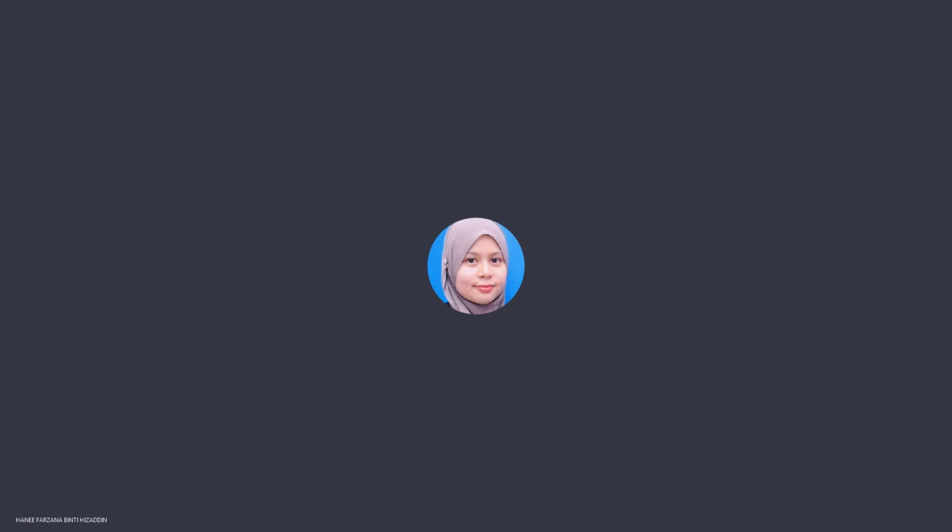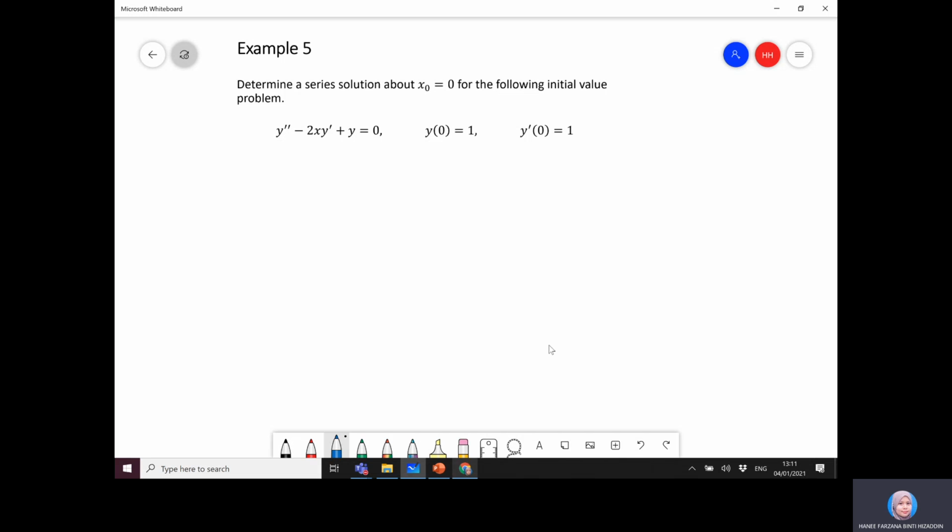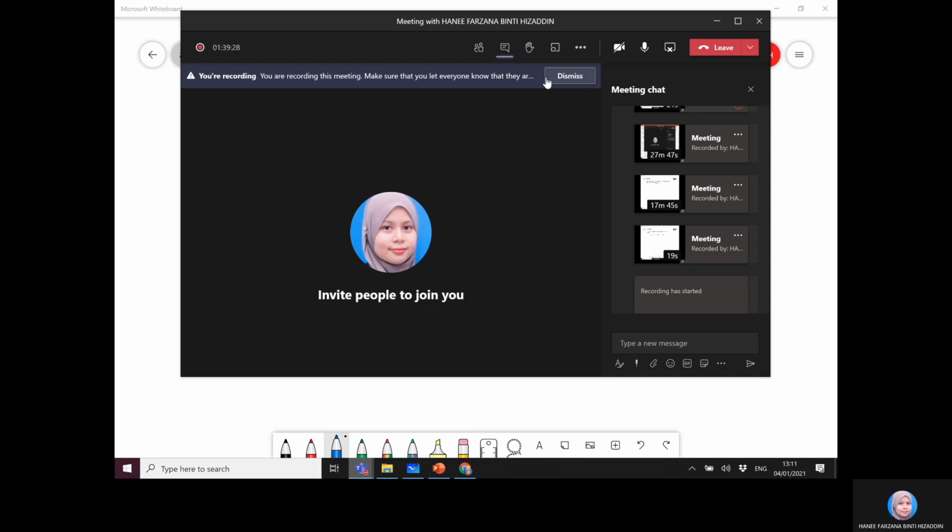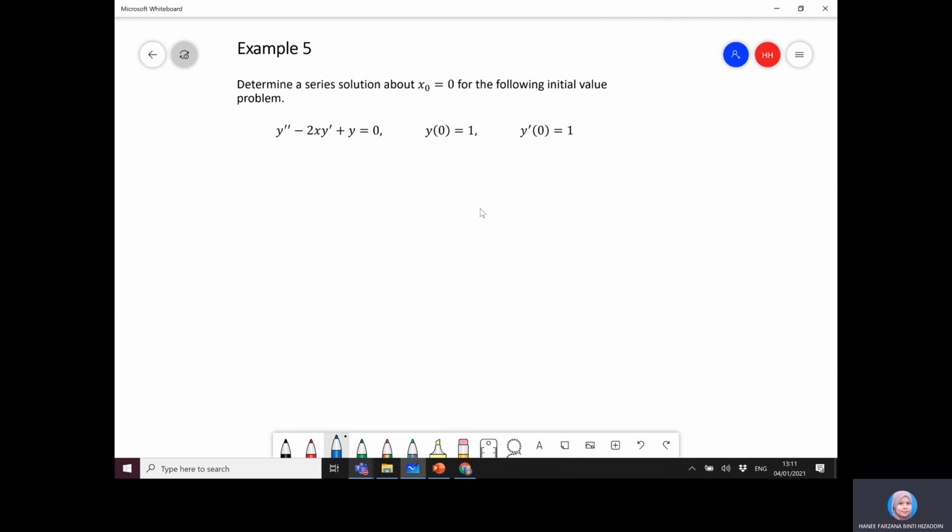Right, so in this part of the video, we'll continue with another example, example 5, where we are asked to determine a series solution about x not equals to 0 for the following initial value problem. The given DE is y double prime minus 2x y prime plus y equals to 0, and the initial values given are when x equals to 0, y equals to 1, and when x equals to 0, y prime equals to 1. So let's look at this.